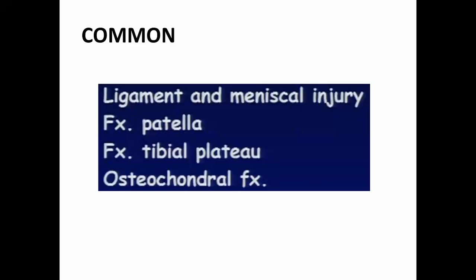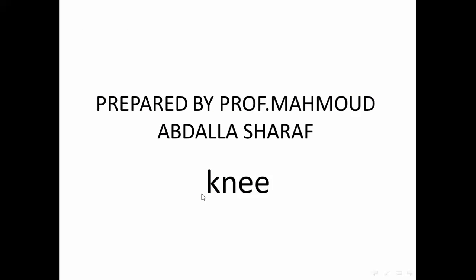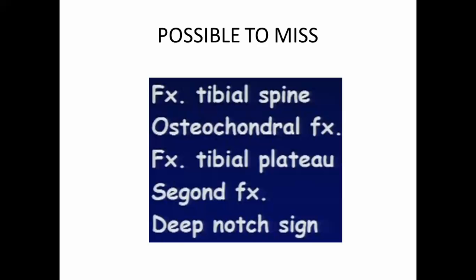The commonest injuries in the knee region are those involving ligaments and meniscal injuries, fracture of the patella, fracture of the tibial plateau, and osteochondral fracture. The lesions that are possible to miss are the fracture of the tibial spine, the osteochondral fractures, fracture of the tibial plateau, the Segond fracture, and what's called the deep notch sign.